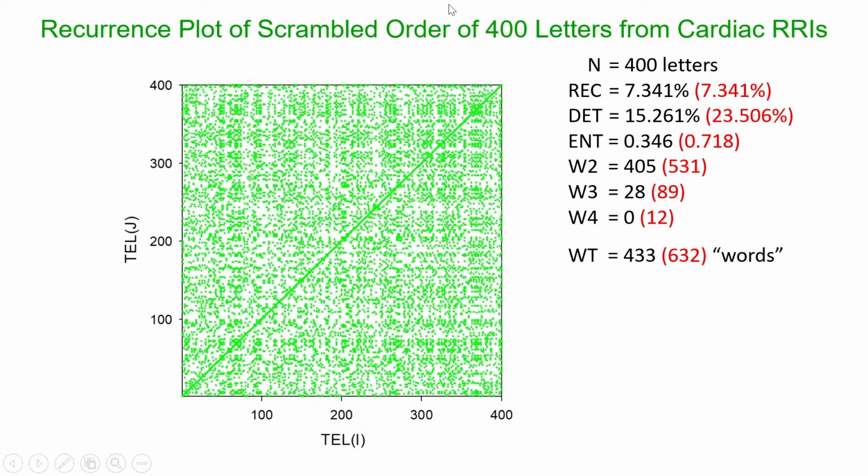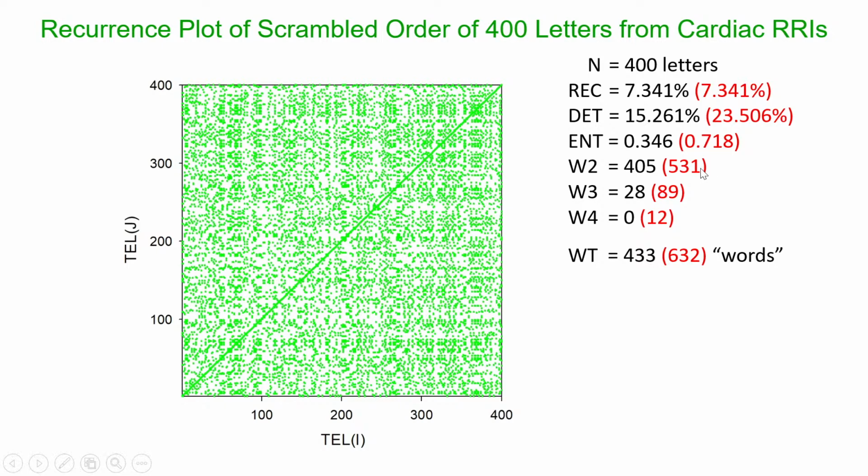Okay, so when we did this scrambling, the recurrence rate stays the same. It has to stay the same, but determinism fell from 23% to 15%. Entropy, it's less complex. Scrambled eggs are less complex than non-scrambled eggs.